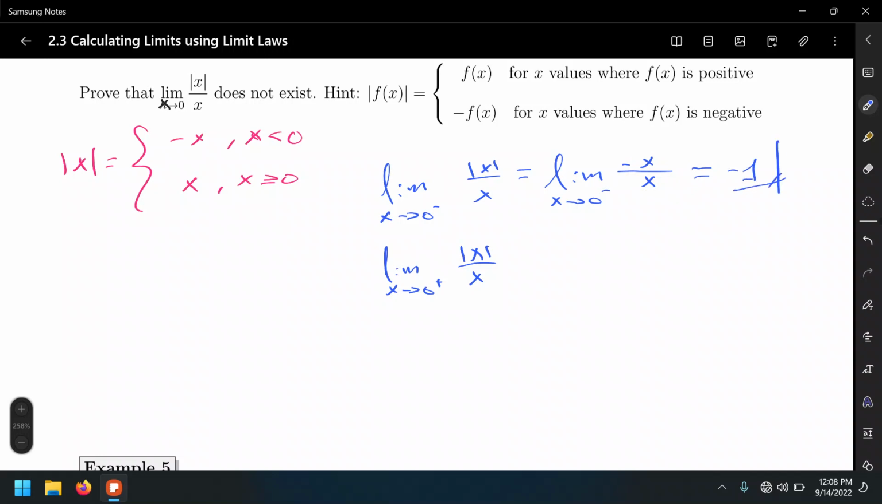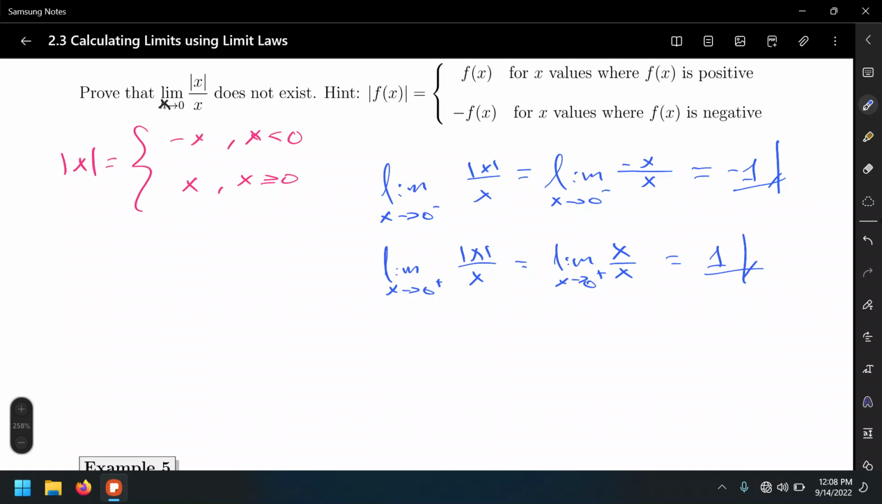On the other hand, when we analyze the limit from the right, that is, for all values of x to the right of 0, which means positive values, the absolute value of x becomes positive x, and this limit is 1.